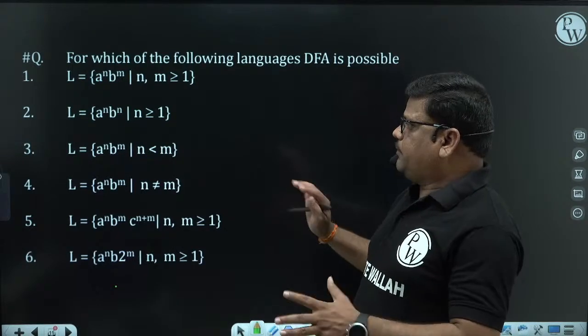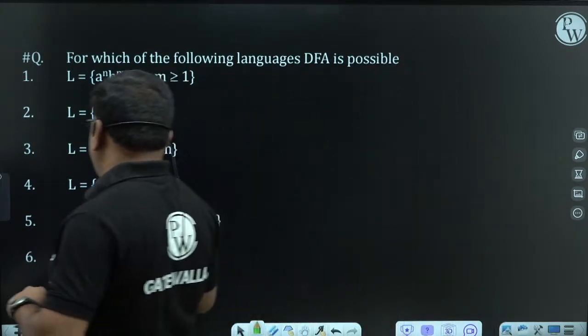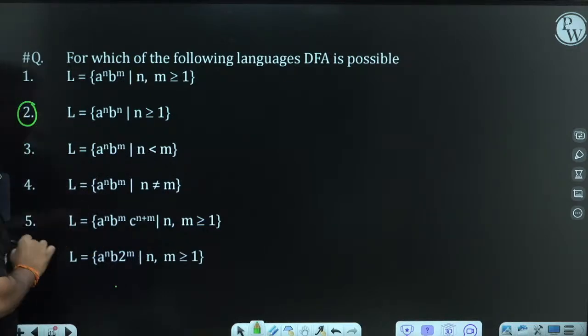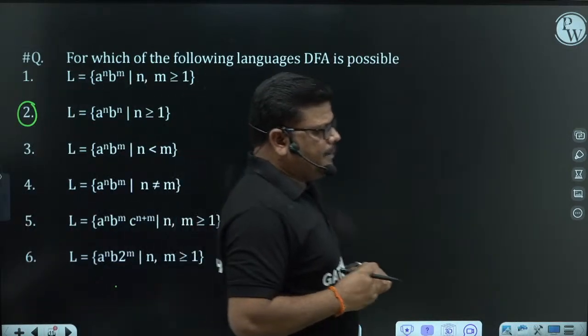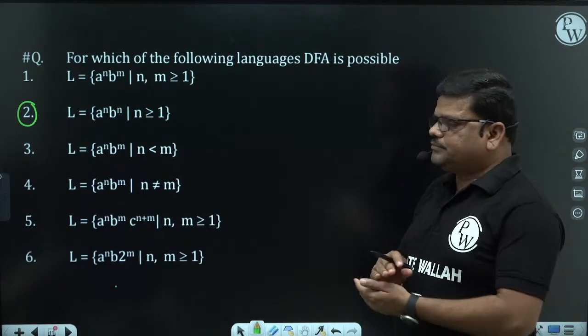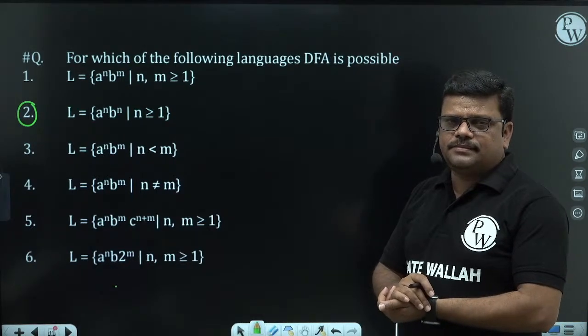Let us take one by one. We will take selected languages. Let us come to the second one first. Second language. Let us solve second language. A power n, B power n, n greater than or equal to 1. Is DFA possible for this?